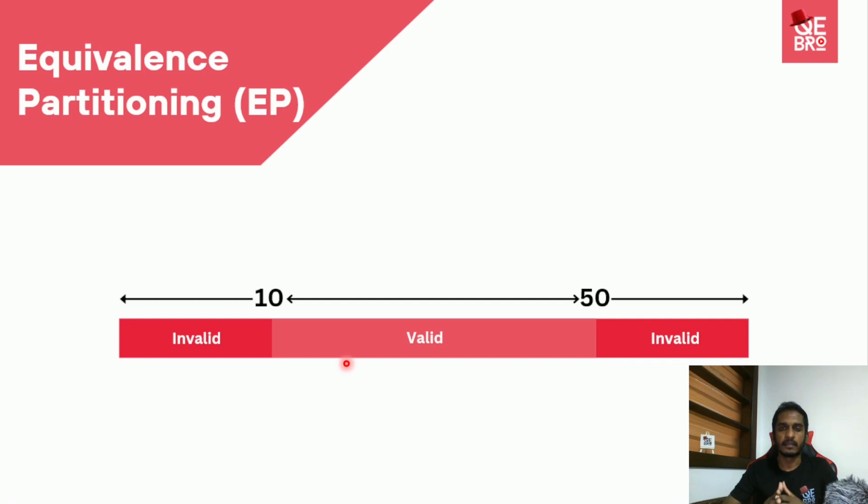Under equivalence partitioning, when we do the testing, we make an assumption: we assume all the values within one partition will behave in the same way.